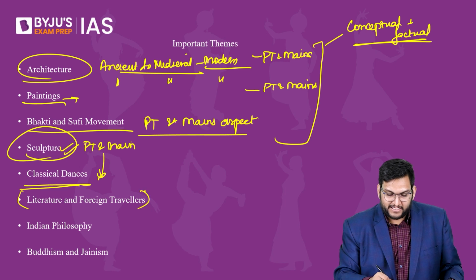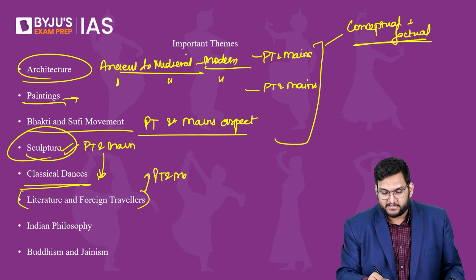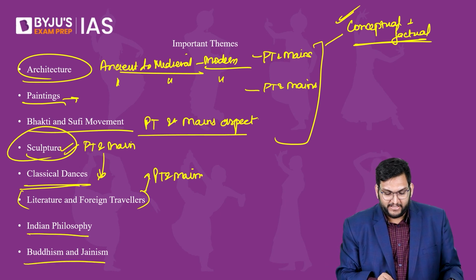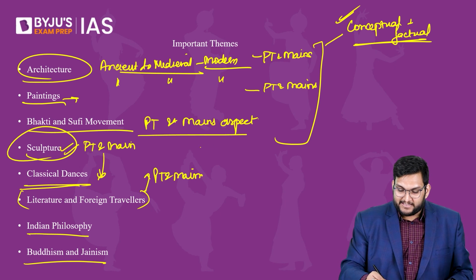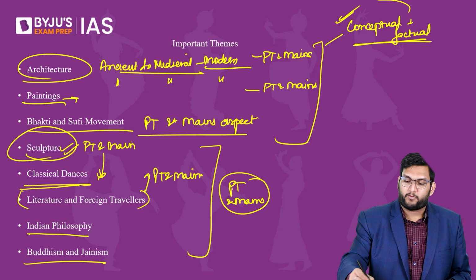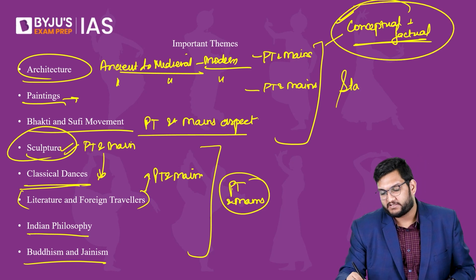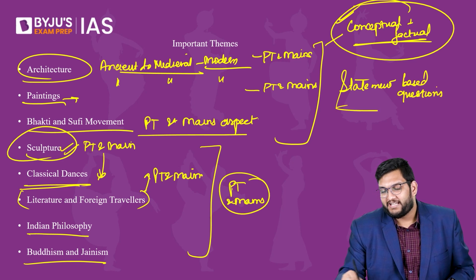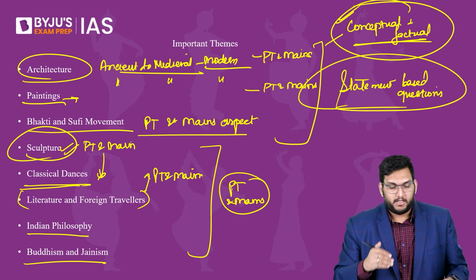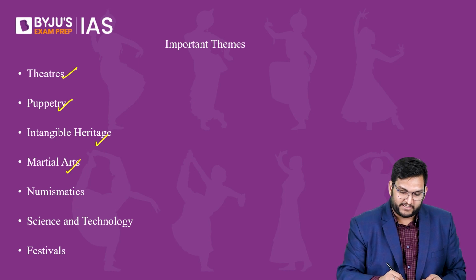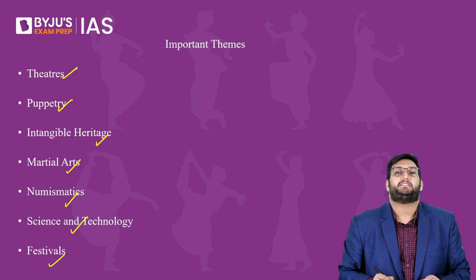Literature and foreign travelers, again, is something in which we are getting PT and mains questions, and conceptual and factual both. Philosophy and Buddhism, Jainism. These are the ones which are PT plus mains topics in which you need to have conceptual clarity, because statement-based questions will come. Statement-based questions. On the other hand, when we talk about the next set, which is theatre, puppetry, intangible heritage, martial arts, numismatics, science and technology, and festivals.